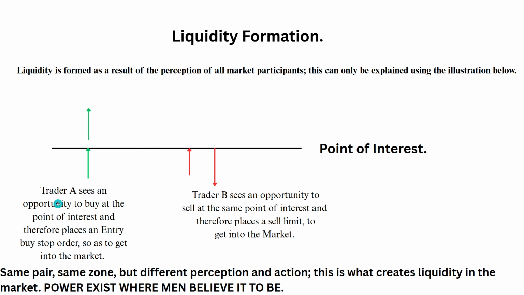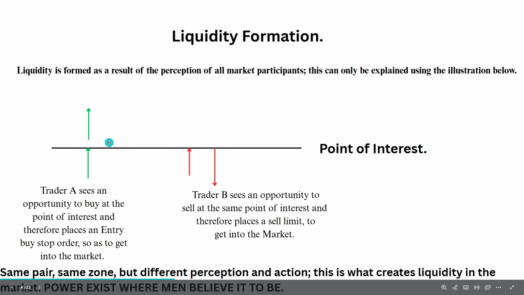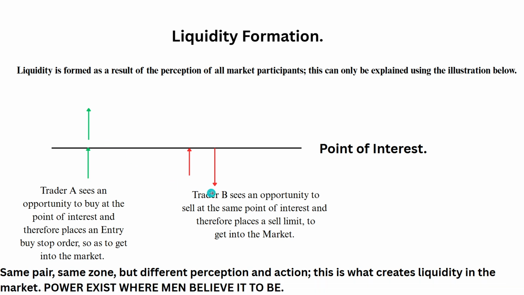Trader A sees an opportunity to buy at the point of interest here and therefore places an entry, a buy stop order. He places a buy stop, believing that once the market gets here, price will keep going up, so as to get into the market. That is what trader A sees. However, trader B now sees something different. Same point of interest. Trader B sees an opportunity to sell at the same point of interest and therefore places a sell limit to get into the market.